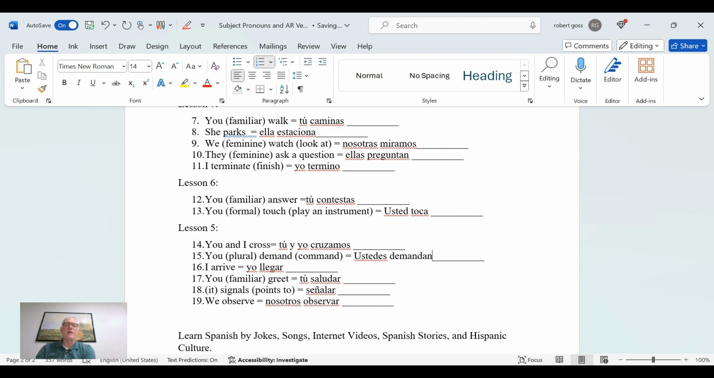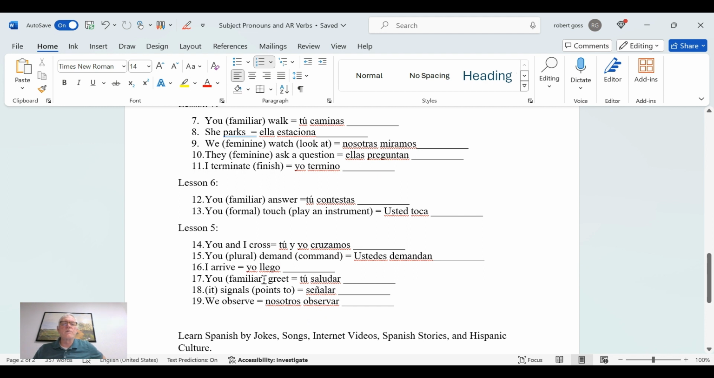Número 16, I arrive. To arrive is llegar. I is yo. Well, to say I do anything with an AR verb, we're going to cross off the AR and put an O. Yo llego.